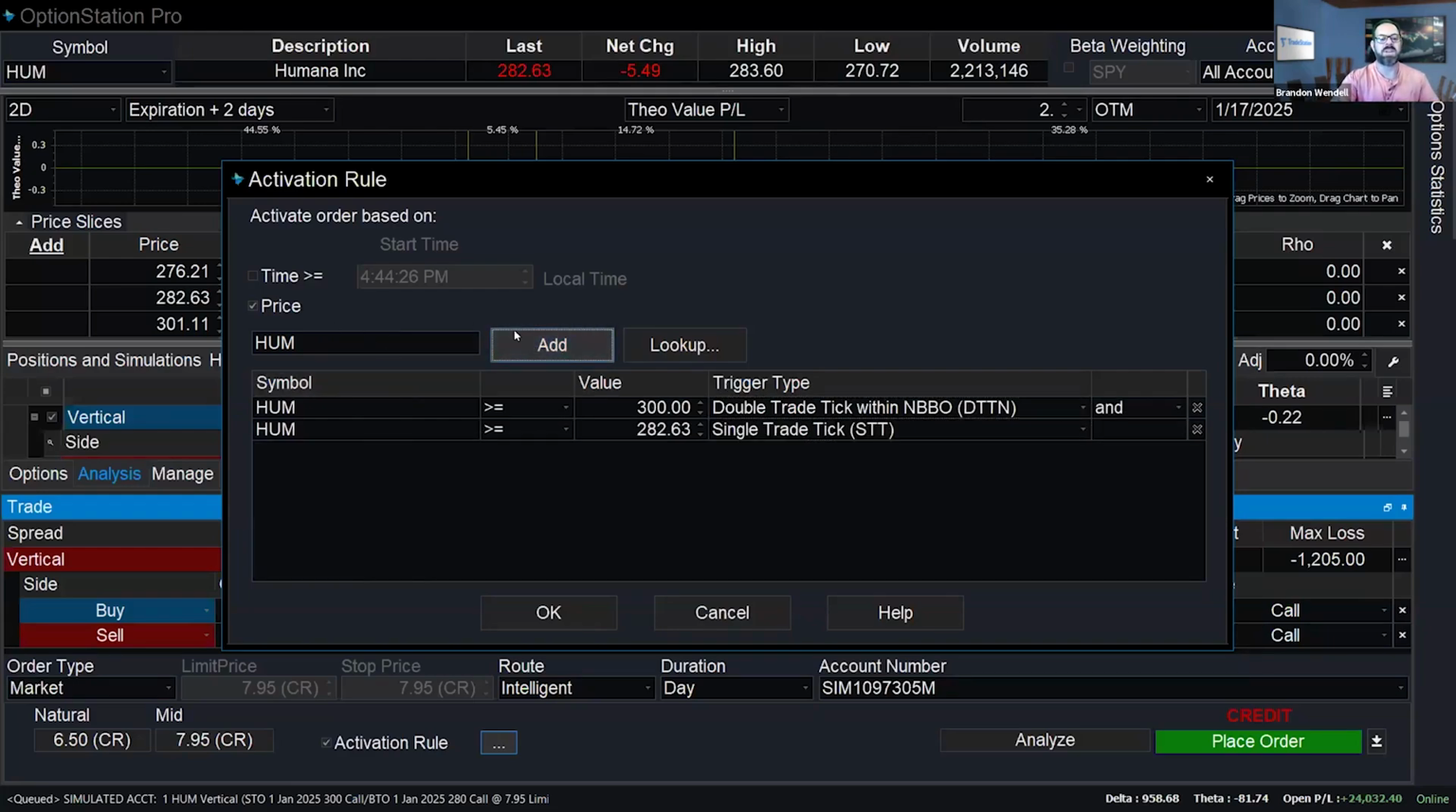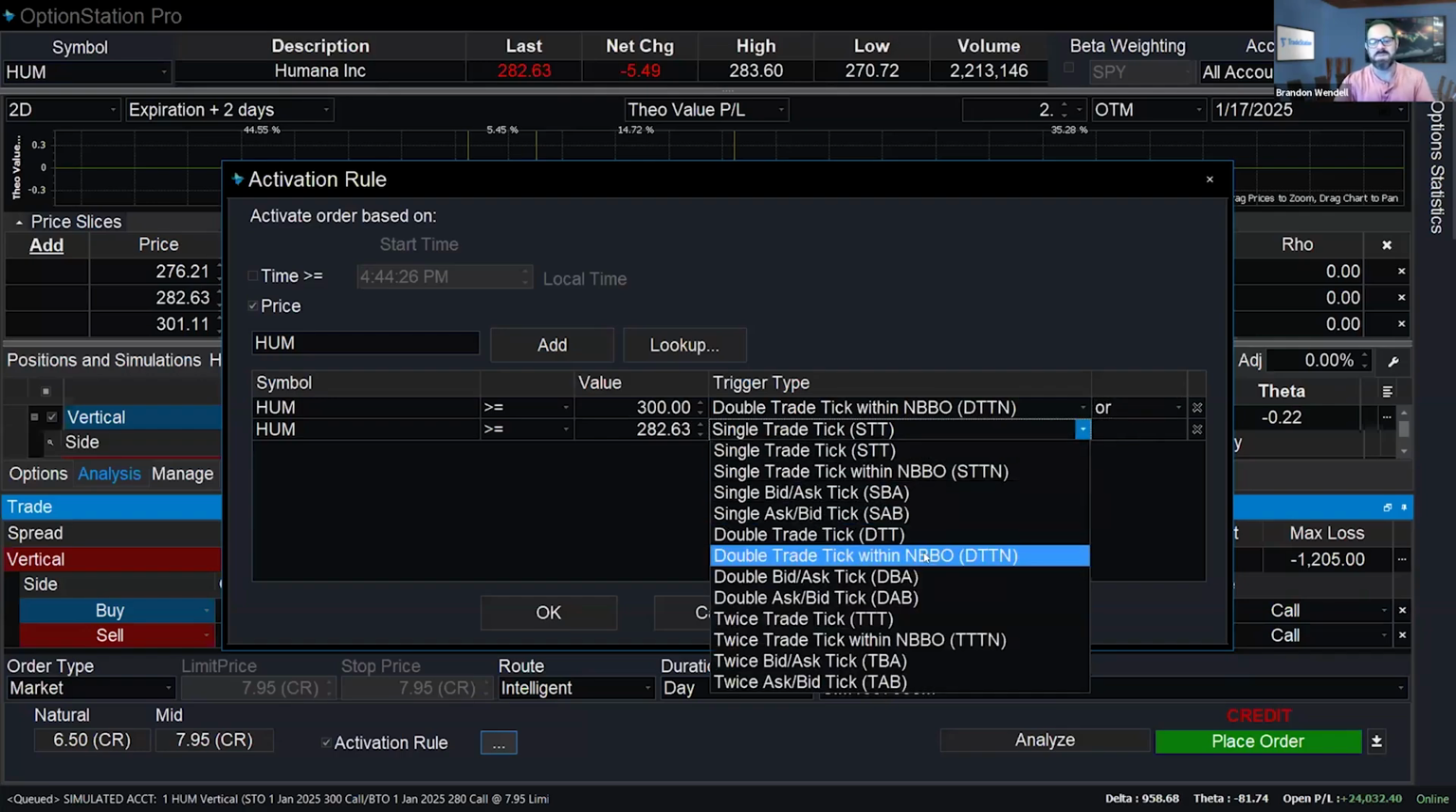And you've got to be very careful. I hit add once again to add another line. You've got to change this from "and" to "or." You can't have price in two spots at the same time. So make sure you change that. I've seen that mistake made so many times. You change from "and" to "or."